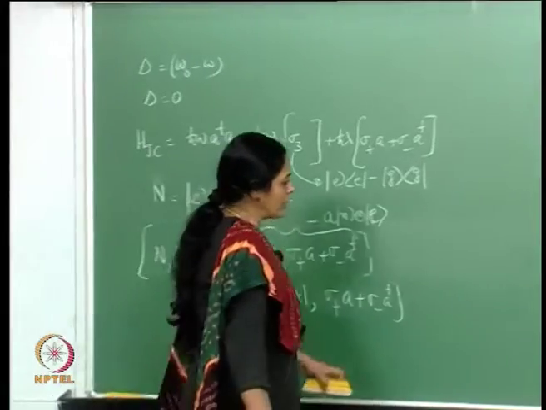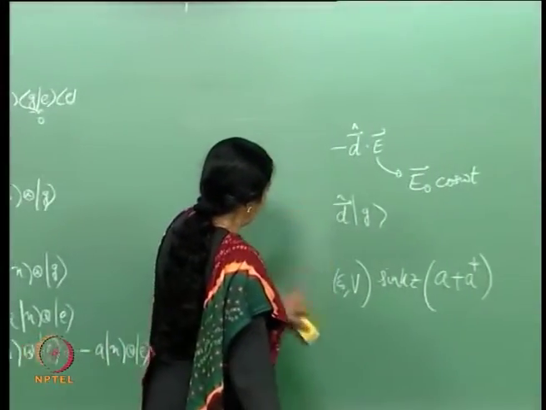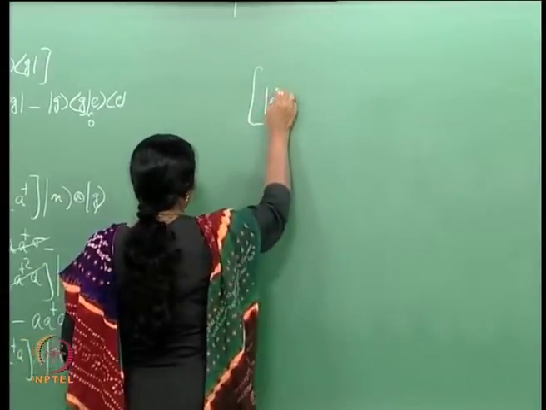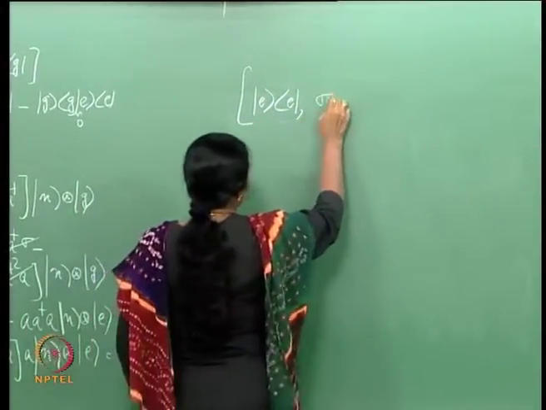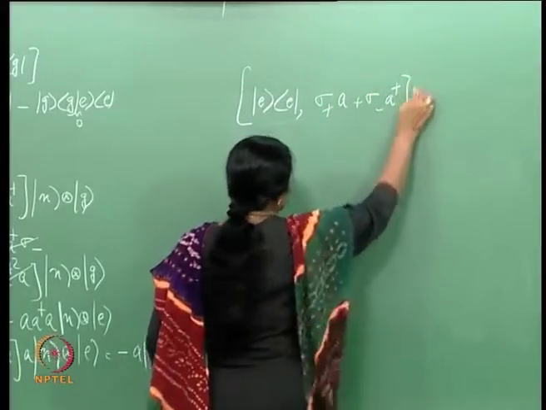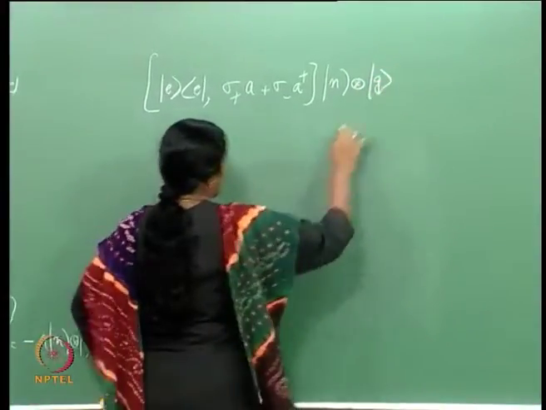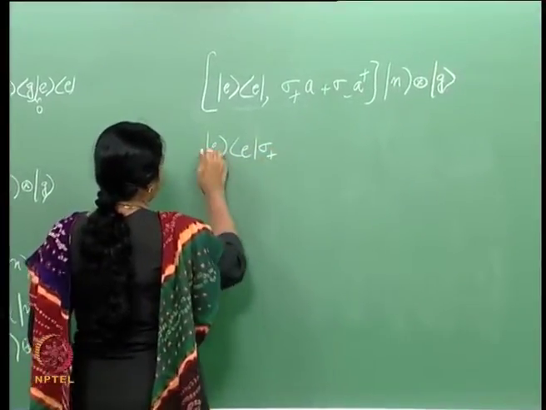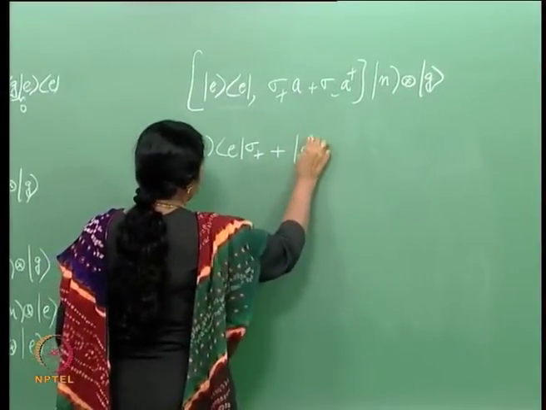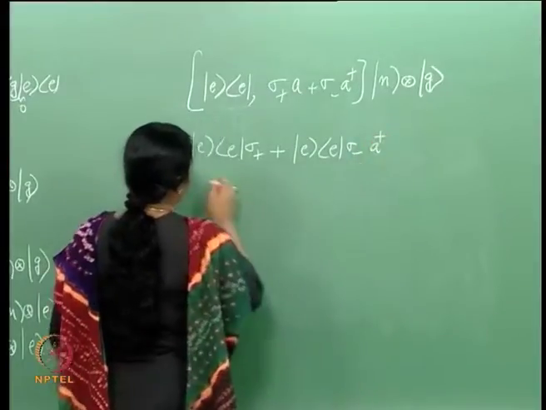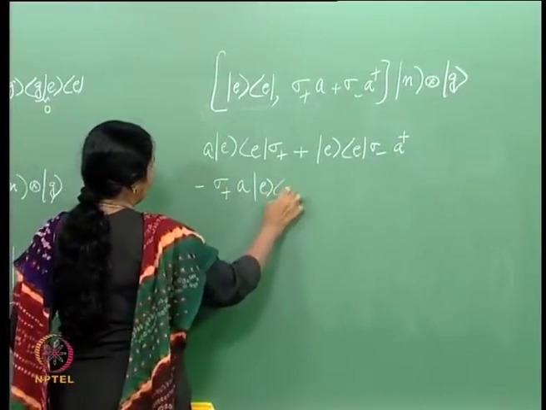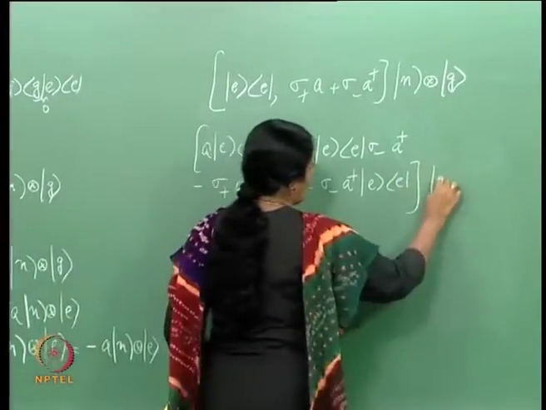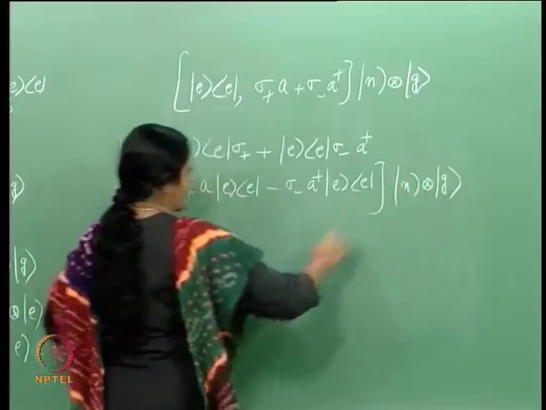I need to evaluate this other commutator. What does that give me? Once more, I need to find out the action of this commutator on that state. I am expanding out the commutator, acting on the factored product state, ket N ket G.